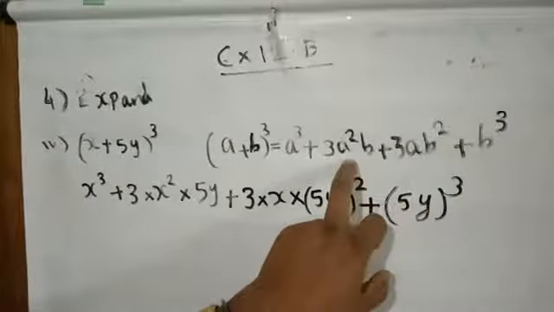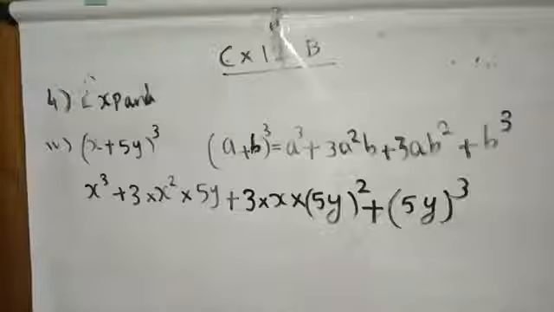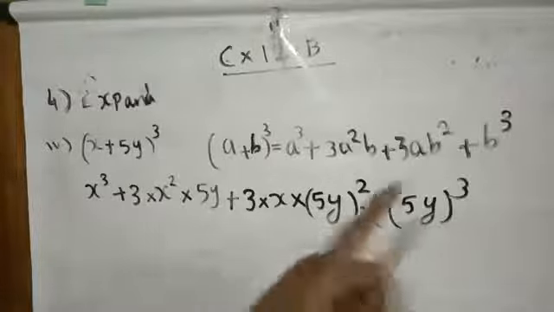First square is only for a. That is cube of first term plus 3 into square of first term into second term plus 3 into first term into square of second term plus second term cube. That is the expansion. Okay. So 5y the whole cube.